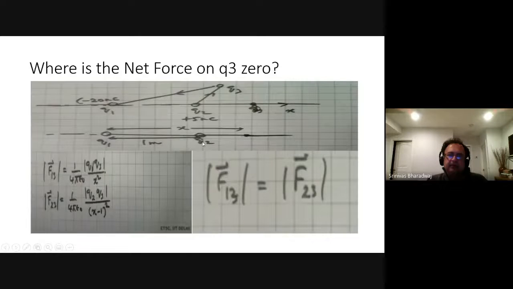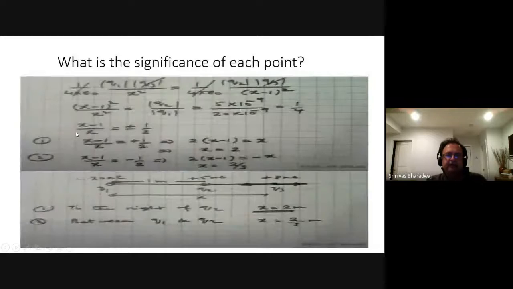0. Probably you will get 1 point here and then 1 point here, based on whether Q1 is bigger or Q2 is bigger. Otherwise, you will get 1 point here and then 1 point here, so to the right of Q2 and between. So when you solve the equation, 1 by 4 pi epsilon Q1 Q2 by x square equals 1 by 4 pi epsilon Q1 Q2 by (x minus 1) square.